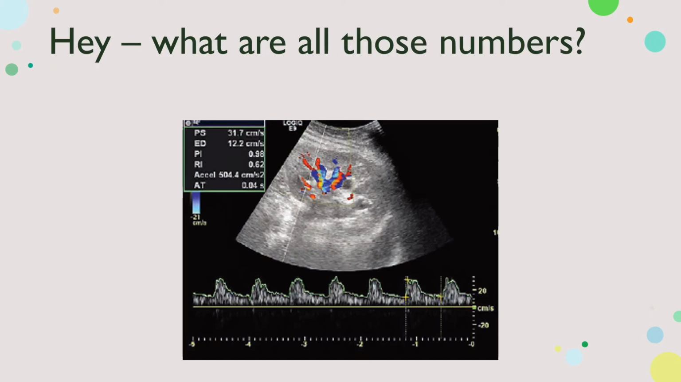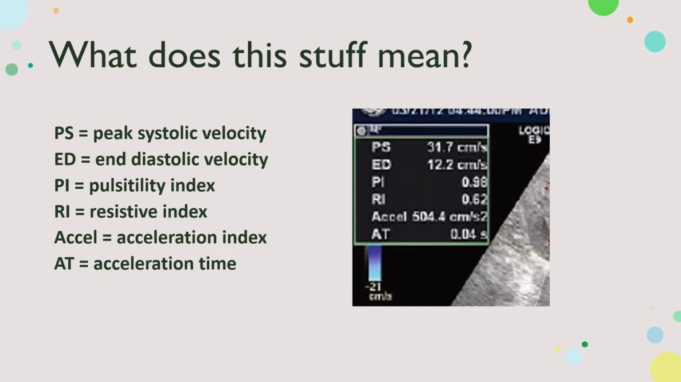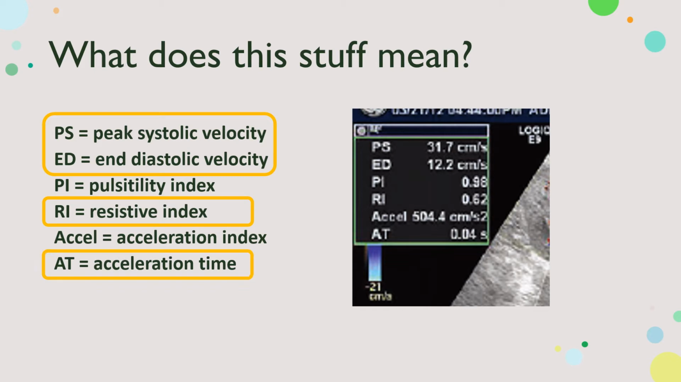So once they give us the spectral Doppler, we're going to get a series of numbers up here, right? You guys have all seen this. What does all that stuff mean? So the things that we're going to care about are peak systolic and end diastolic, the top two numbers, resistive index, and acceleration time. So pulsatility index is not something we use in transplants. It's used in other applications, but not for us. And the acceleration index is a parameter that used to be used. However, the new literature doesn't really support using an acceleration index anymore. Acceleration time is where it's at.